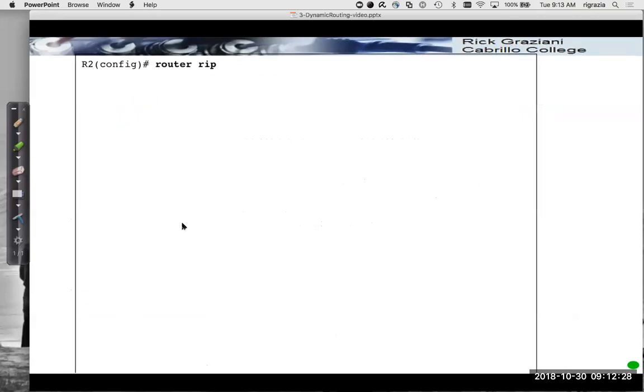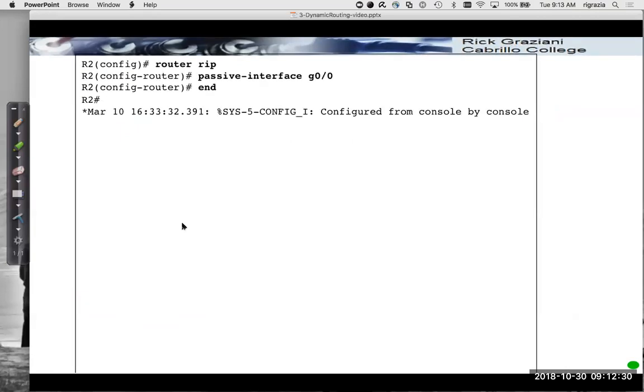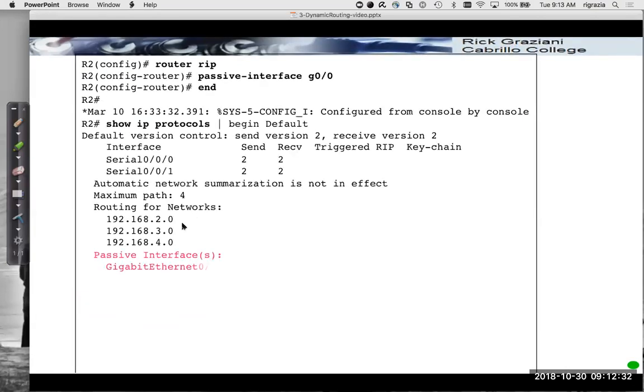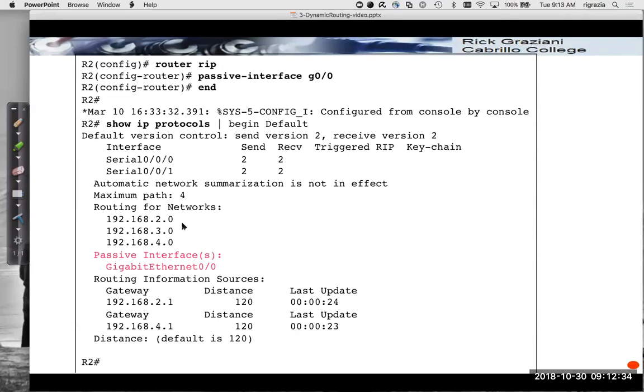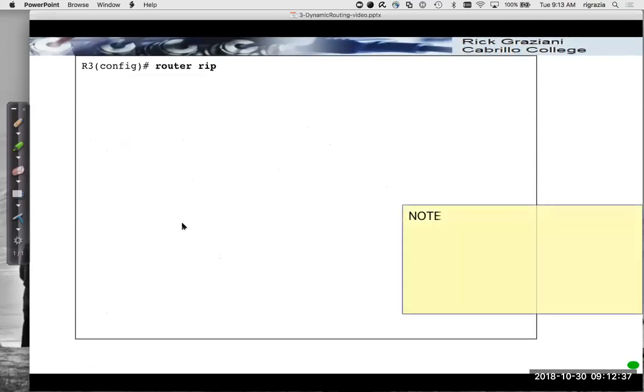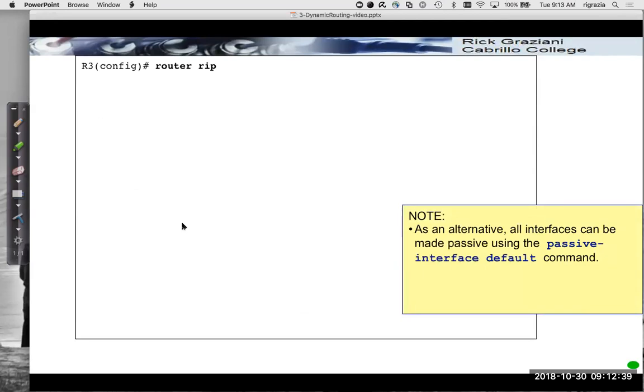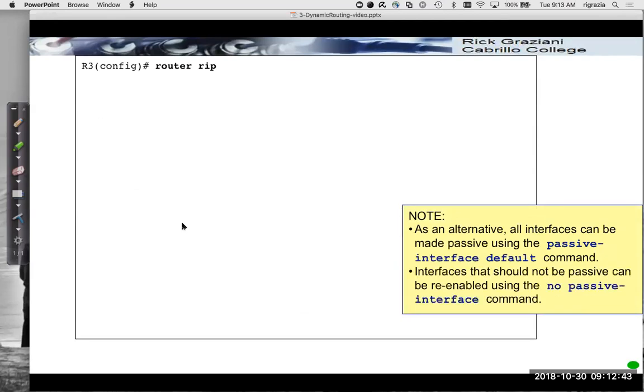All right, on R2 we do the same thing, passive-interface, and we can verify it again with show ip protocols. R3 would do the same thing, but we're going to do it a little differently. We're going to say passive-interface default. What that does is make all my interfaces passive.